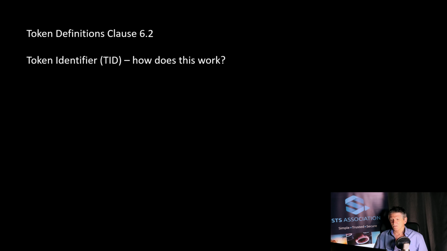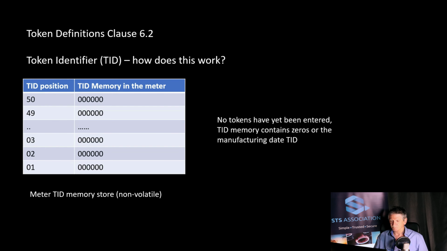So every token we get, we store the TID value in a meter TID memory, or memory stack, or whatever we want to call it, TID memory stack. How does this work? Well, if no tokens have been entered in the meter, the TID memory contains zeros, or the manufacture date of the meter.